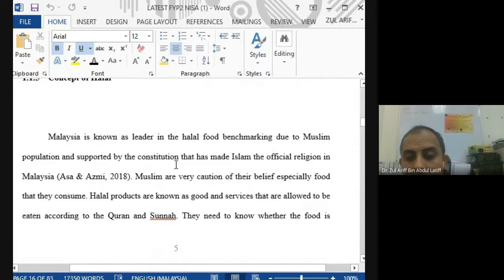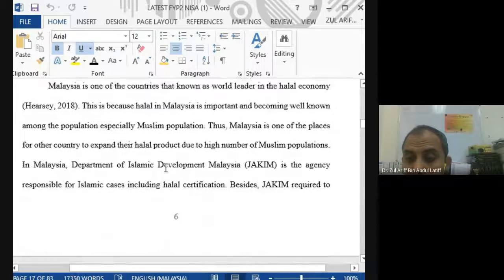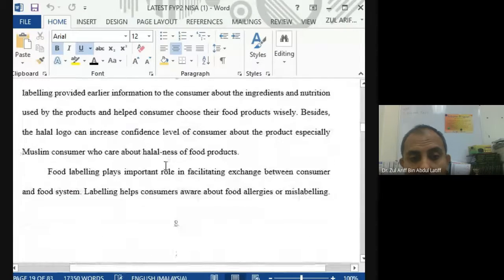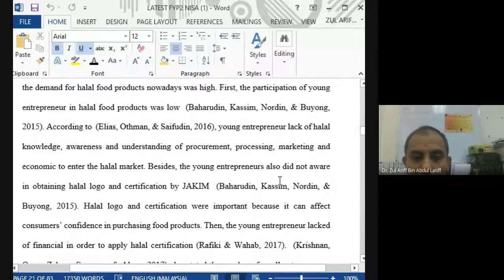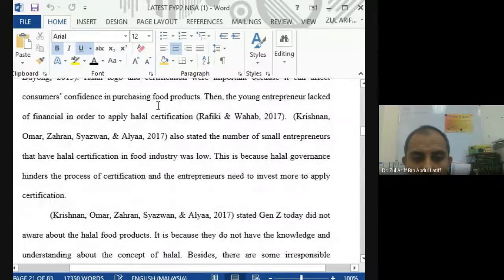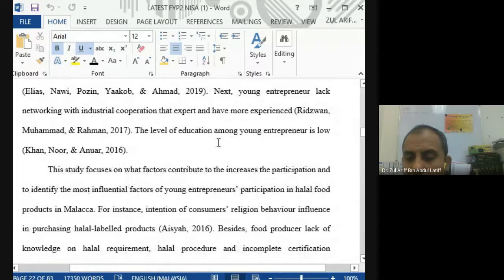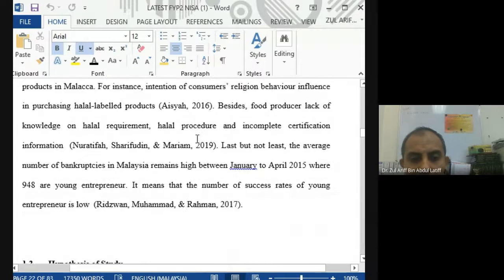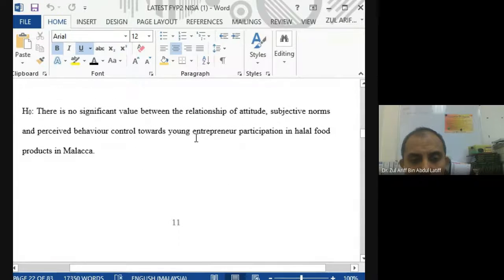Okay, and then halal, because the topic is about halal. Halal in Malaysia. This is the logo of halal, halal food products. What will be the products, and then the problem statements come. So you see, one paragraph, a lot of references here. This is not a master's paper, this is a degree student, FYP. I think SBF knows her, Nisa is her name. Okay, hypothesis, as I said, she only has one hypothesis.